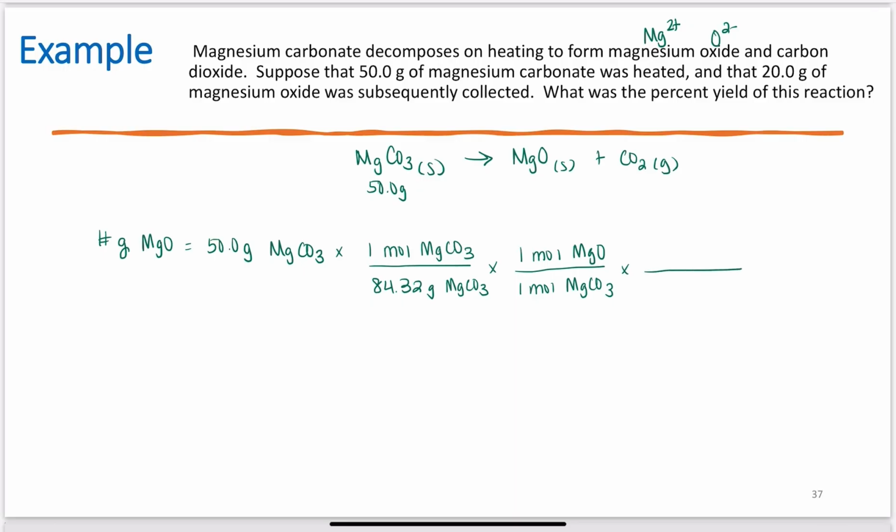Add up the molar mass of magnesium oxide and you get 40.31 grams of magnesium oxide for every 1 mole of magnesium oxide. And you get 23.9 grams of magnesium oxide as your theoretical yield. So theoretically, perfect reaction, I should be able to collect 23.9 grams. I know I only collected 20, so I know my percent yield's under 100, but that's what I expect.